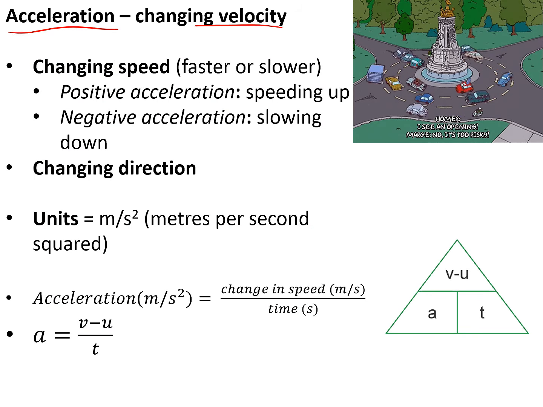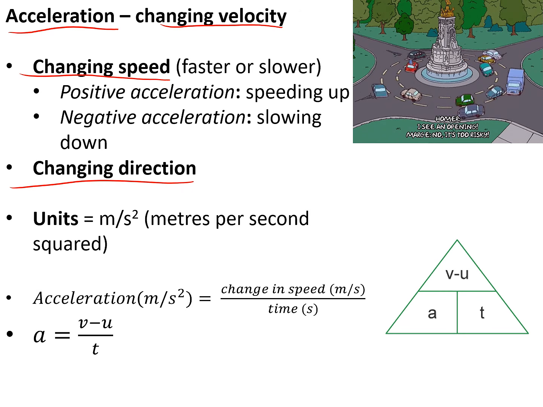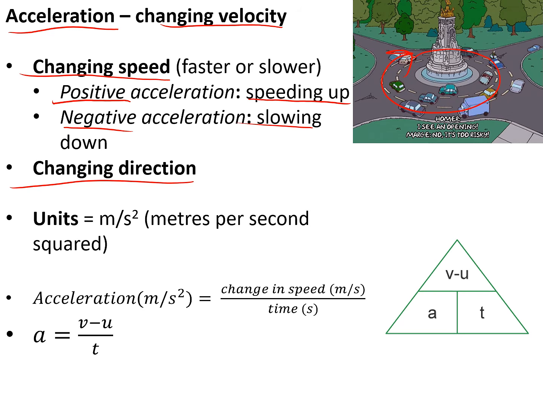Acceleration is changing velocity. Velocity is a vector quantity. So you're accelerating either when you're changing speed or when you're changing direction. So if we look at the roundabout here, although they might be traveling at a constant speed, they're still accelerating because their direction is changing the whole time. If acceleration is positive, that means you're speeding up. If acceleration is negative, it means you're slowing down.